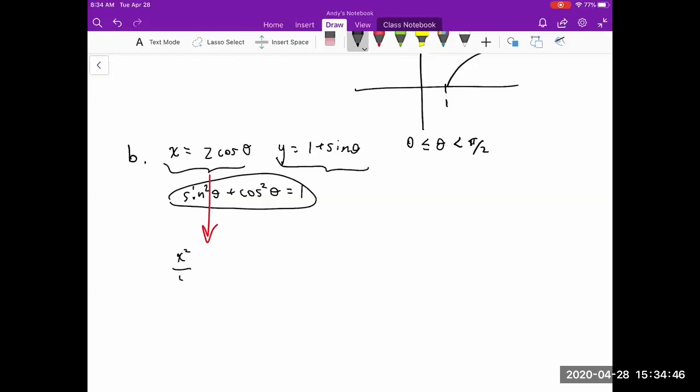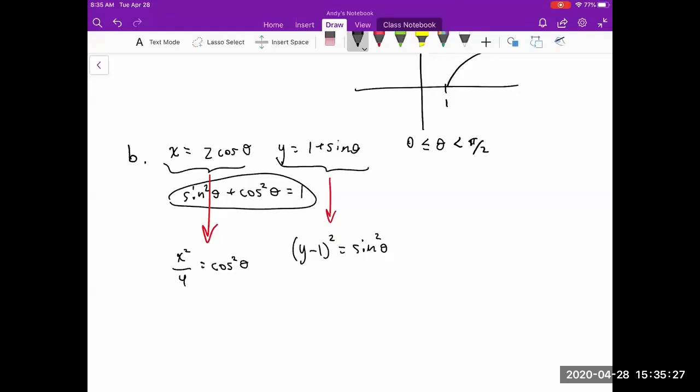You get x squared over 4 is equal to cosine squared. Because if you square both sides first, you get x squared is equal to 4 cosine squared. But then if you divide by 2 and then square, you'll still get this. So here, like I said, if we subtract 1 to the other side first, we'll get y minus 1 is equal to sine like this. Then squaring both sides will give sine squared on the right, but y minus 1 all squared on the left.